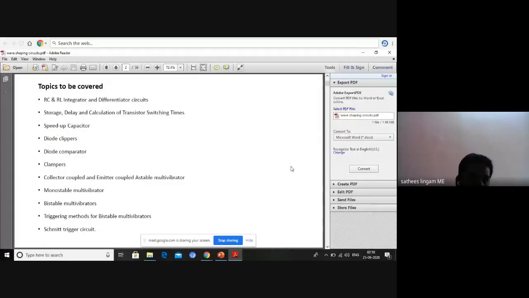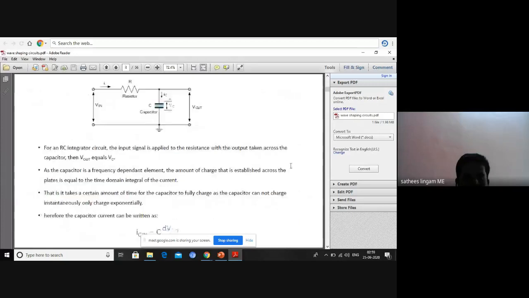The RC and RL integrator and differentiator circuits act as wave shaping circuits. Storage, delay, and calculations of the speed of the diode clippers. Very first we have seen the diode clippers, diode comparator, and clampers, everything also acting as a wave shaping circuit. These three we have seen already. Only the RL and RC integrator and differentiator circuits we haven't seen. The monostable multivibrator and bistable multivibrator we are going to discuss.